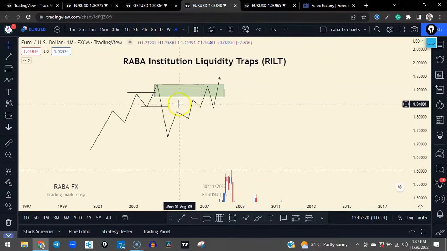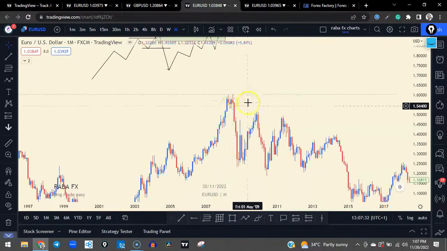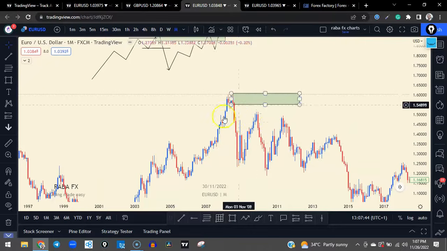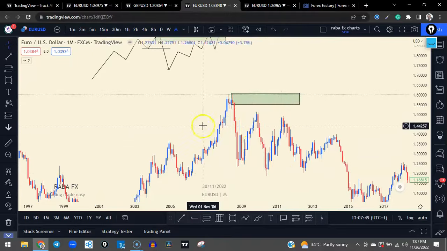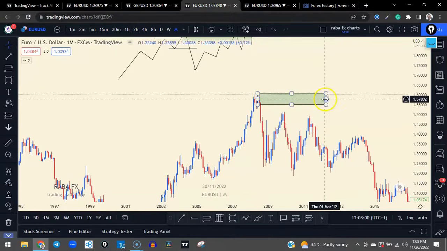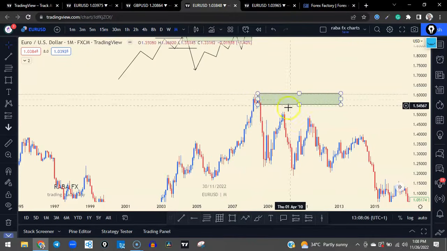Now let me explain why they set traps there. Remember, for example, let's look at this area. Imagine this level. Wouldn't you consider this level a strong institutional area to sell from? Why? Because it created fair value gaps, it broke structure. So it makes sense that if price comes in here, you have to sell. This is what institutional trading is. They'll tell you that you have to follow the footprint of the banks. But let me tell you that sometimes banks create a trap because they know a lot of people will be interested in that level and place stop losses above it to trade from there.